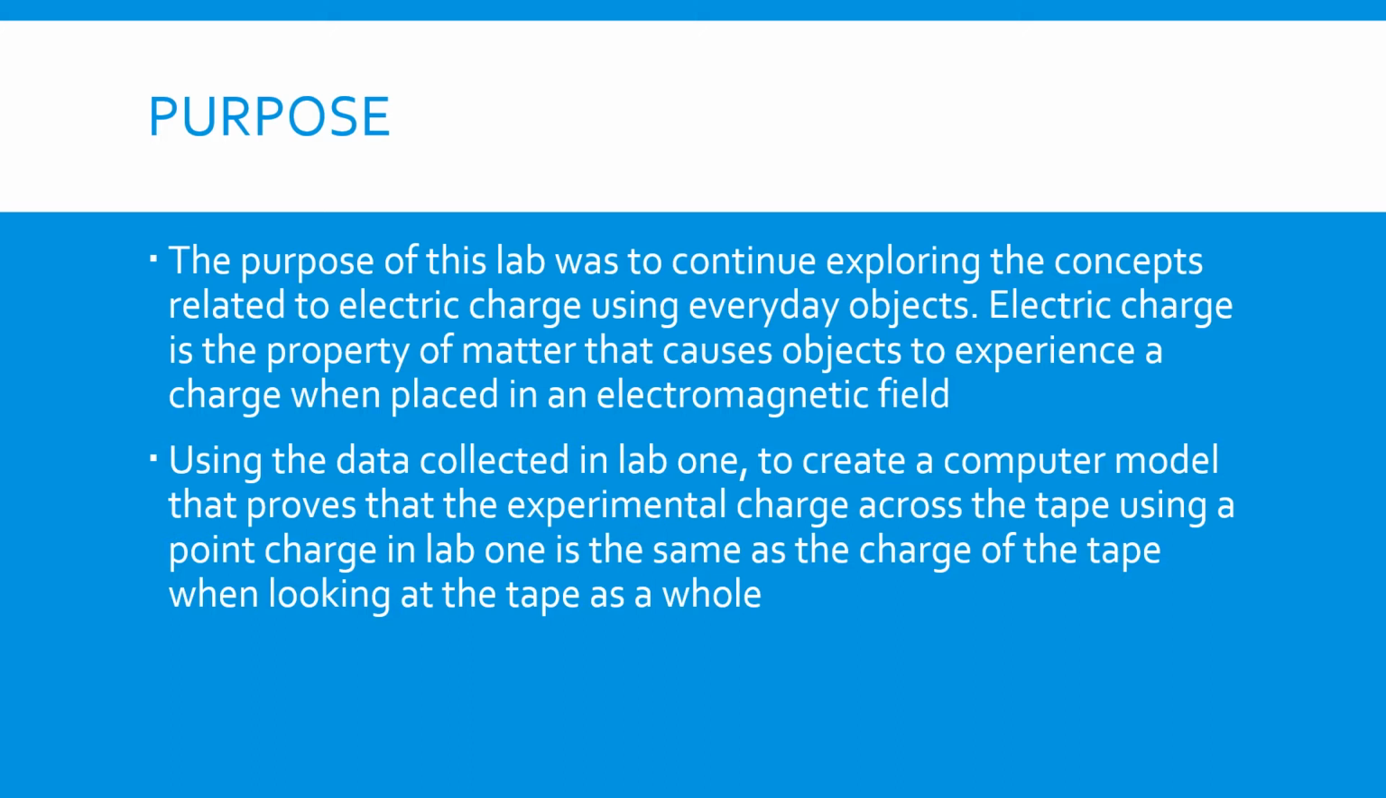Electric charge is a property of matter that causes objects to experience a force when placed in an electromagnetic field. Using the data we collected in lab 1, we will create a computer model that proves that the experimental charge across a tape using a point charge is the same as the charge using the tape as a whole.